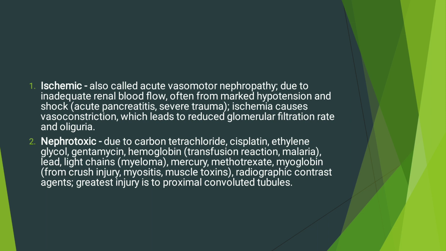Ischemia causes vasoconstriction, which leads to reduced glomerular filtration rate and oliguria. The second type is nephrotoxic. It is caused due to carbon tetrachloride, cisplatin, ethylene glycol, gentamicin, hemoglobin, that is transfusion reaction, and malaria, lead, light chains like myeloma, mercury, methotrexate, myoglobin from crush injuries and myositis, muscle toxins, radiographic contrast agents. Greatest injury is to proximal convoluted tubules.